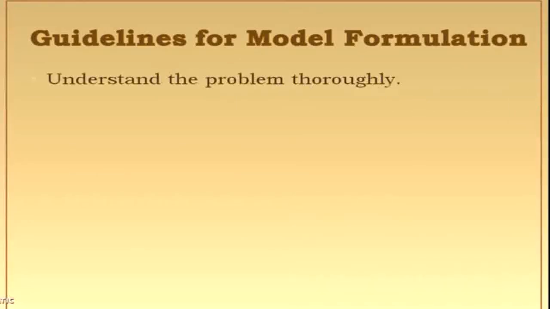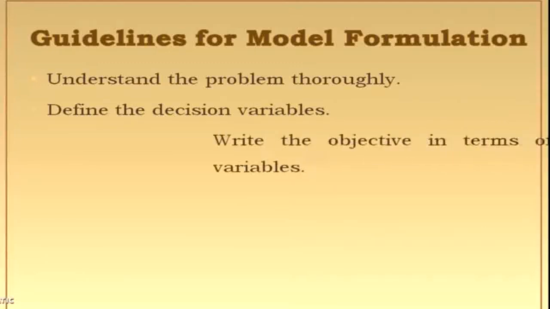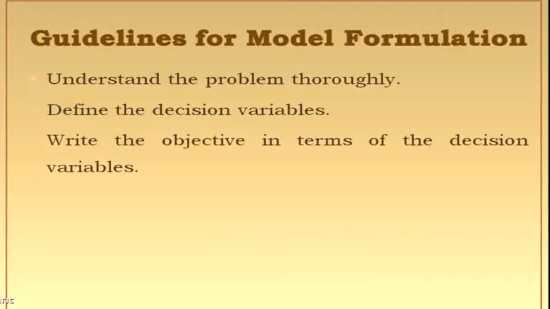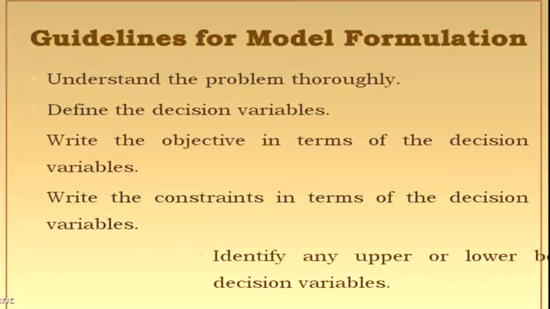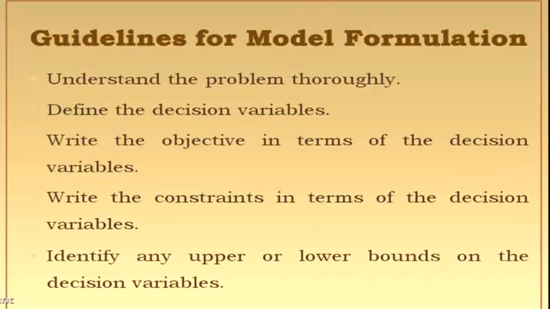These are the guidelines for model formulation. First, you need to understand the problem thoroughly. Then, define the decision variables. Next, write the objective functions and the constraints. These functions need to be written in terms of decision variables. And finally, identify any upper or lower bounds on the decision variables.